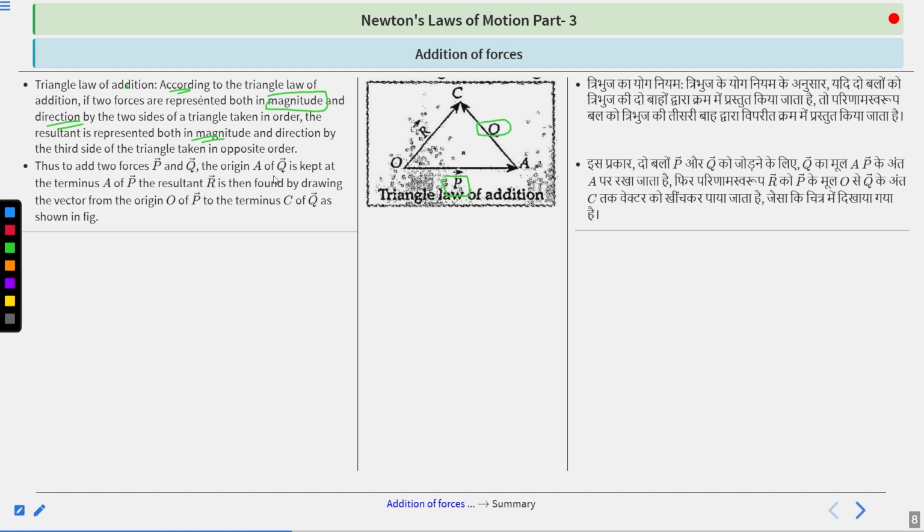The origin A of Q is kept at the terminus A of P. A is the point from where Q started. The resultant R is then found by drawing the vector from the origin O of P, O is the origin of P, to the terminus C of Q, as you can see here in the figure. So that will be the resultant force. So this is the triangle law of addition. Previously we had talked about the parallelogram law of addition.